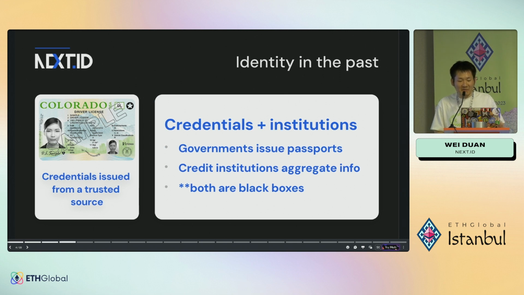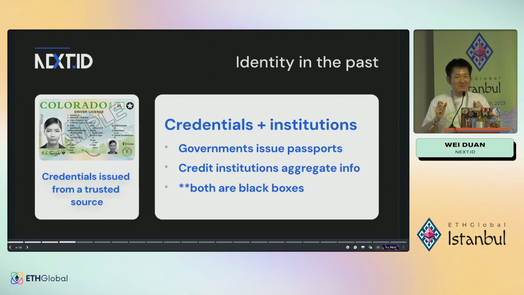So first, identity in the past. You can see, this is a typical identity card we all get. This is a driver license in the United States, Colorado State. You can see you will have your IDs and your faces, serial numbers assigned by this institution. So it's credentials certified by institutions, and governments issue passports, credit institutions aggregate information, but all of these are black boxes, right?